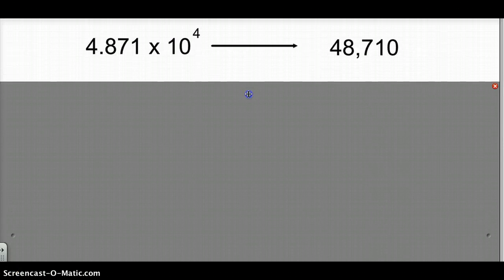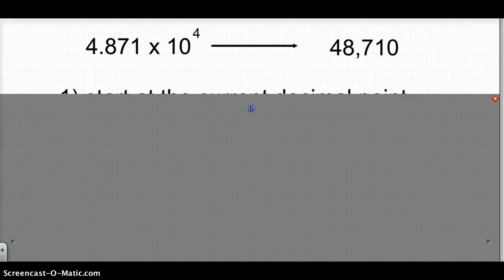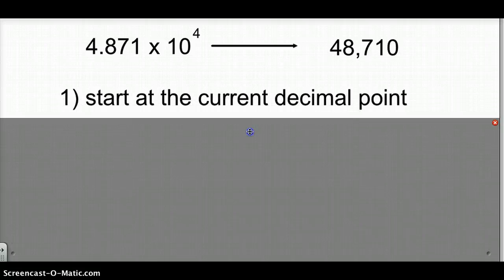So now let's just look at going from scientific notation back to standard form. Here we have an example up here. We have 4.871 times 10 to the fourth power, and that turns into 48,710. In other words, these are two equivalent numbers. One is expressed in scientific notation, and one is expressed in standard form. So let's look at the steps we take to go from scientific notation into standard form.